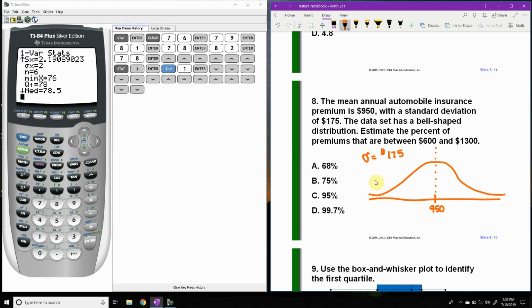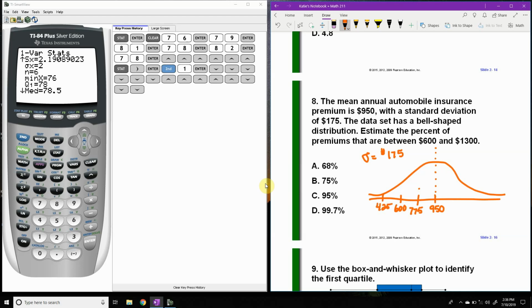Okay, so I'm going to set up all of my markers left and right of the mean. If I go one standard deviation below, meaning 950 minus 175, I'm down at $775. If I go two standard deviations below the mean, meaning another difference of 175 from this marker, then I'm down at 600. If I go 3 standard deviations below the mean, that puts me down at 425.